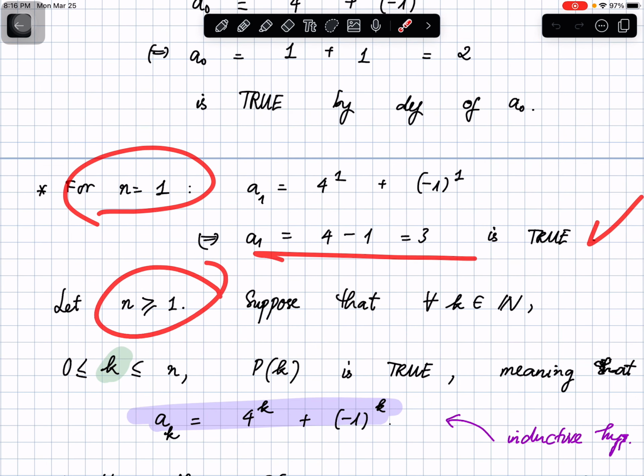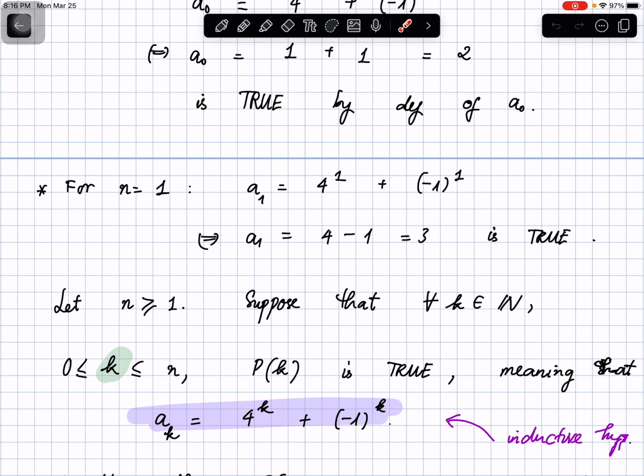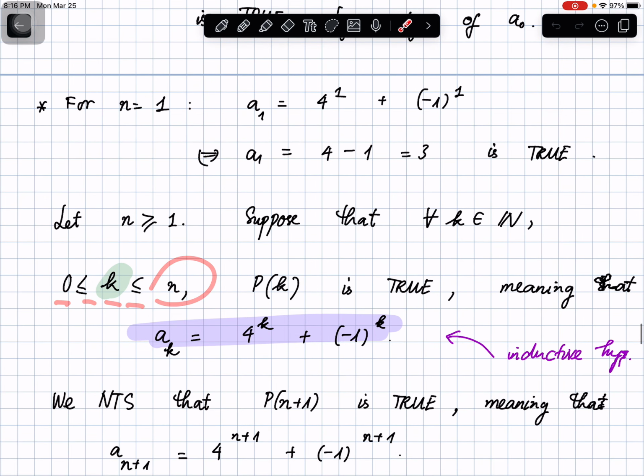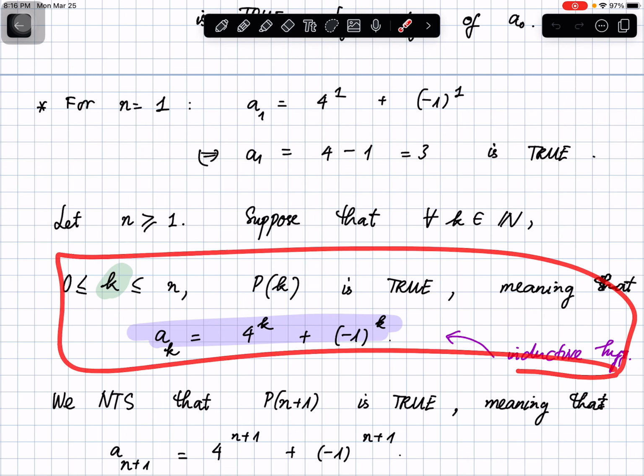Now let n be at least 1. We want to use strong induction, so suppose that for all natural numbers k between 0 and n, P of k is true. So P of k is true for any k between 0 and n: 0, 1, 2, 3, up to n, meaning that a sub k is 4 to the k plus (-1) to the k. We call this the inductive hypothesis. P of k is true for any k between 0 and n.